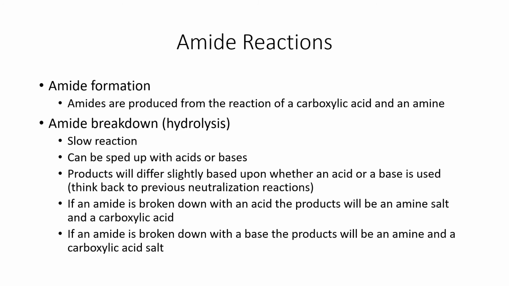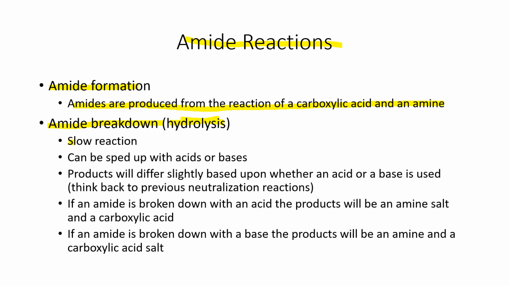So the last set of reactions we're going to look at are the amide reactions. And we're going to do something similar to the amides that we just saw for the esters. We saw how to form an ester and then how to break down esters. We're going to do the same thing with the amides. We're going to talk about how amides are formed and how amides will break down. That's hydrolysis again. So amides get produced from the reaction of a carboxylic acid and an amine. That means when we break down an amide, we're expected to form a carboxylic acid and an amine.